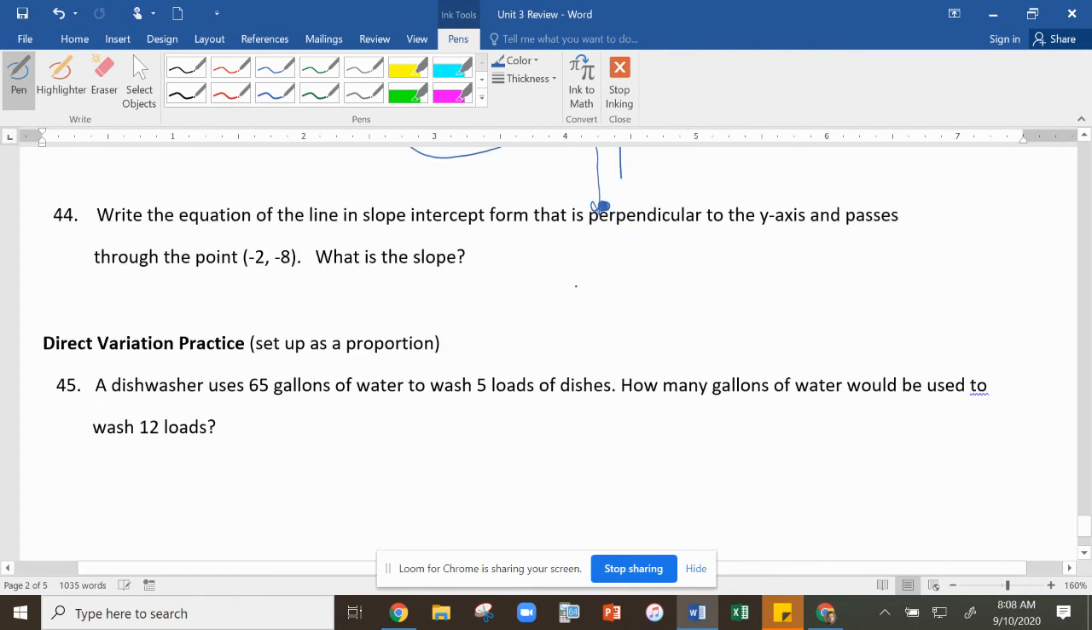And now we've got this one, same thing. So we're going to do perpendicular to the y-axis. Here's the y-axis. Here's negative 2, negative 8. And to be perpendicular to the y, it would have to go across. It's going through the y at negative 8.